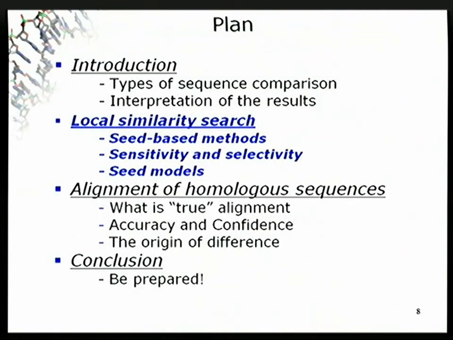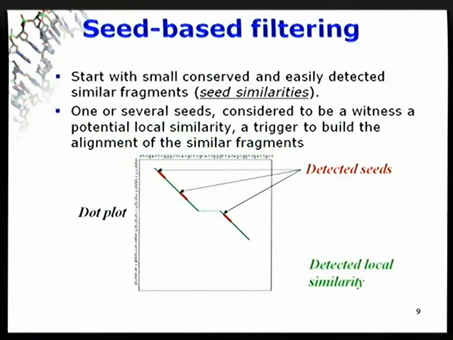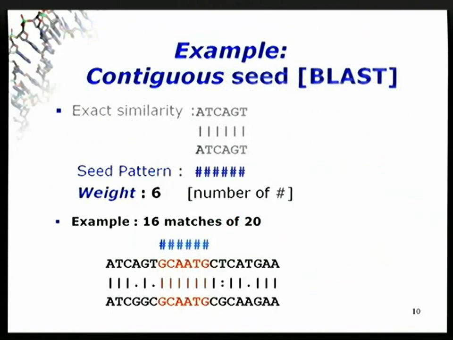Let's go to the local similarity search. Typically, to search for local alignments, we use so-called seed-based filtering. It means that we first search for small, conserved, and easily detected similar fragments. They are called seed similarities, and then we search for the local similarity only in the places which are around seed similarities. For example, BLAST is the most popular program for searching for local similarities in biological sequences, and in the presentation I will use it as an example.